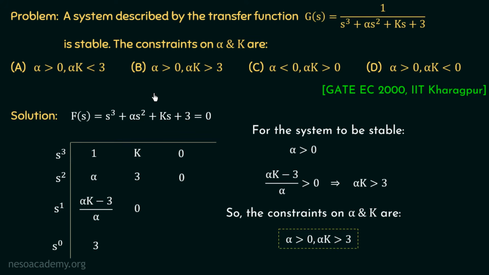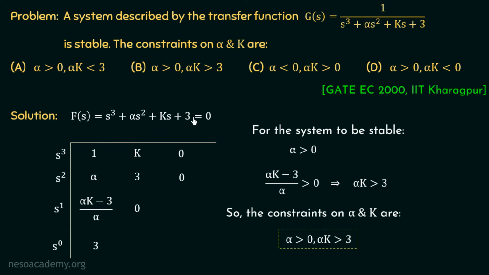I hope you are getting the procedure to solve such questions. Whenever we are given the transfer function, firstly we have to obtain the characteristic equation, and then directly we have to form the Routh's array. And then we can apply the Routh stability criteria in order to solve such questions. So in this way, we are done with the conventional method to solve this problem.